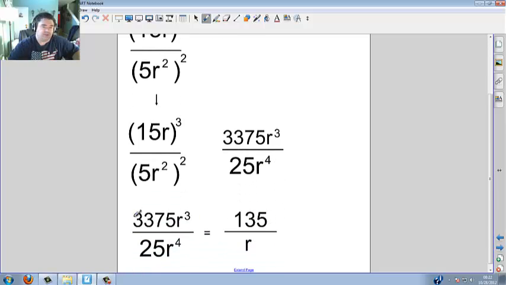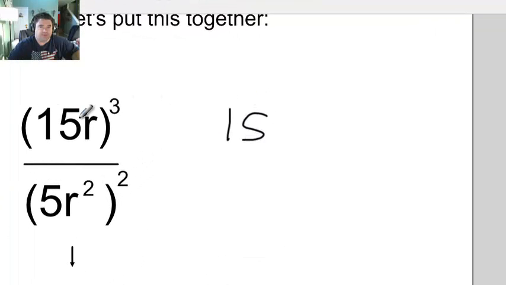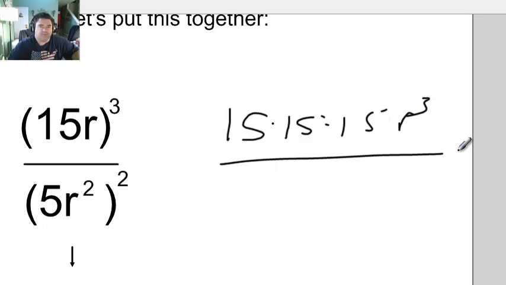Well, you have to try to work some things out. It turns out you can divide it by 25, so that makes 135. 3r's and 4r's fight it out. Bottom one wins by 1. By the way, if you want, you could do this, and I'm not saying you have to, but 15 cubed, you could put 15 times 15 times 15, then of course r cubed. And you could put 5 times 5, and then r to the 4th. Now what I've done is I've simply separated these numbers. Now why am I going to do that?